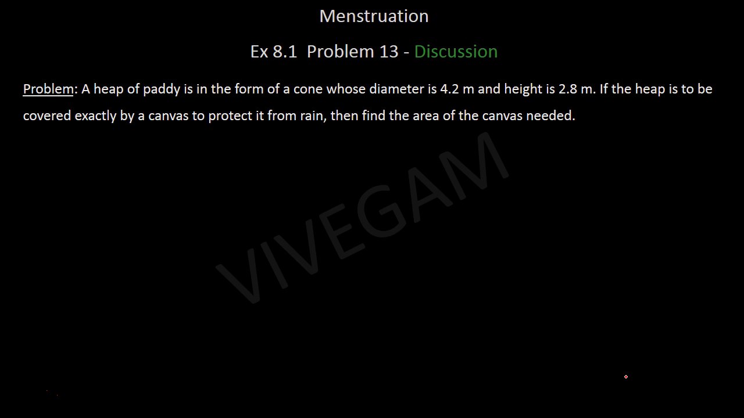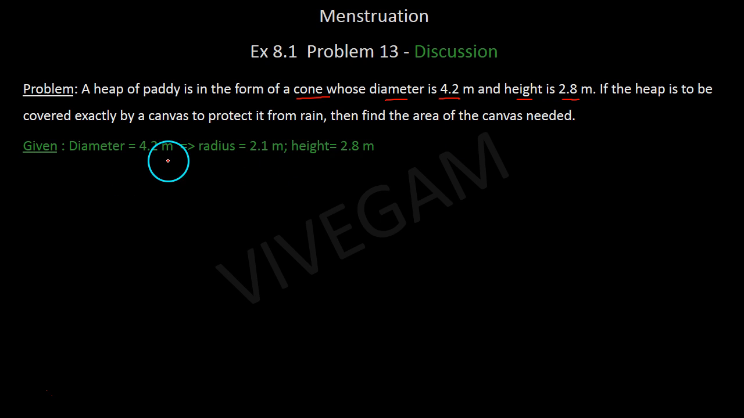Okay, so now let's mark all the information which is given in the problem. 4.2 meters, that is nothing but the diameter. Shape is cone. 2.8 meters, that is the height of the cone. Anything else is given? I guess that's it. So it's a cone of diameter 4.2 meters and height of 2.8 meters.